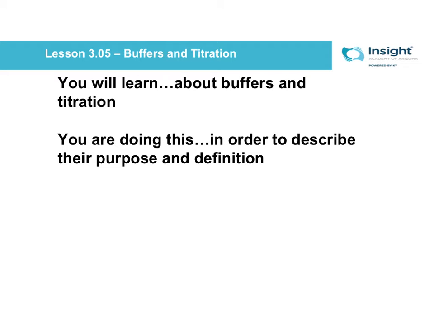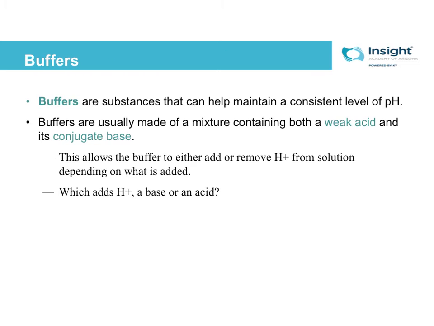Another concept related to acids and bases that you want to know is what buffers do and how we can use titrations to figure out the relative or exact concentration of an unknown solution. So buffers are substances that help maintain a consistent level of pH. They are made by having a mixture that contains both a weak acid and its conjugate base.